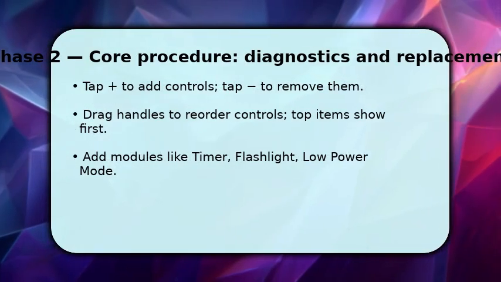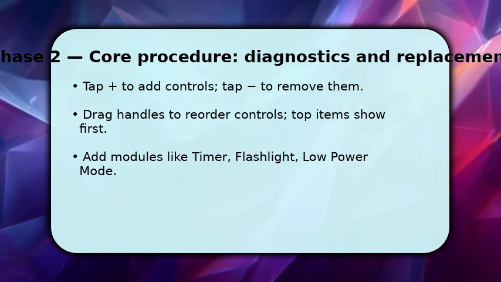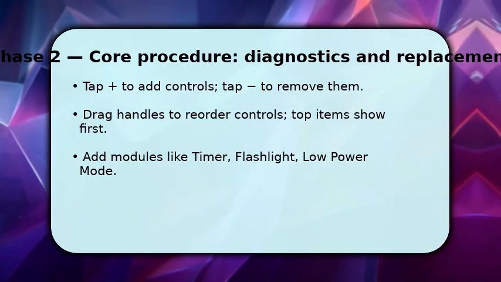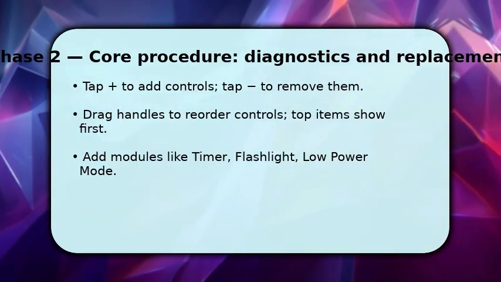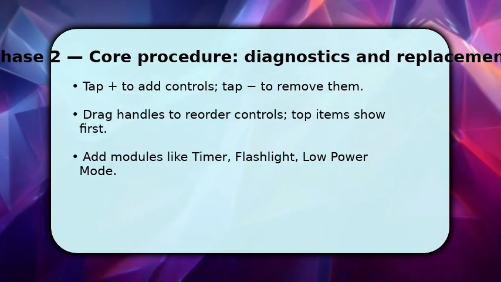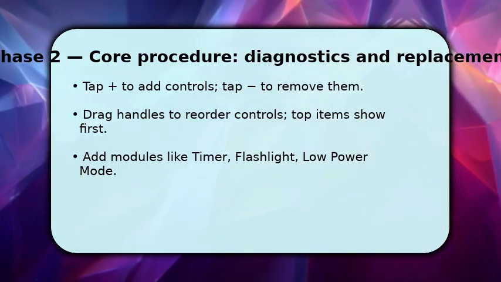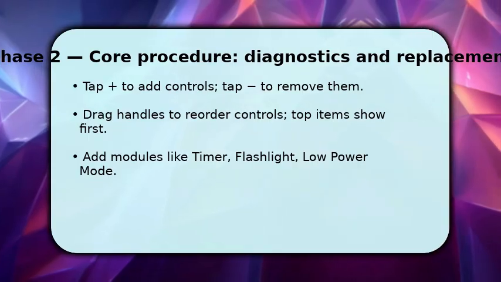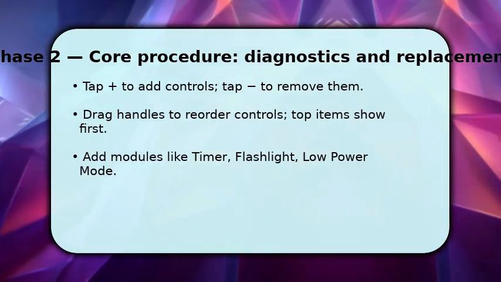Next, you add and order the controls you want. Tap the green plus next to a control to add it, and tap the red minus to remove one. Once added, press and hold the 3 horizontal lines to drag items up or down. Higher items appear first in the Control Center grid. Make sure to add essentials like flashlight and camera for quick access.